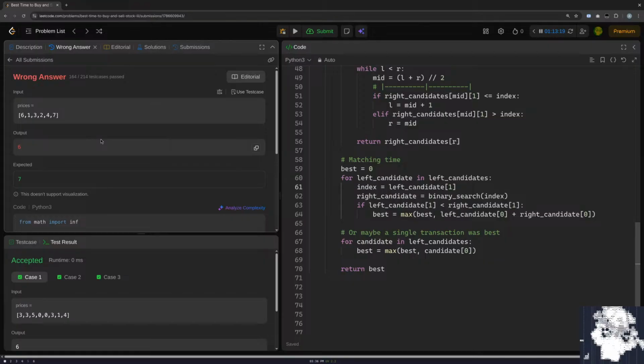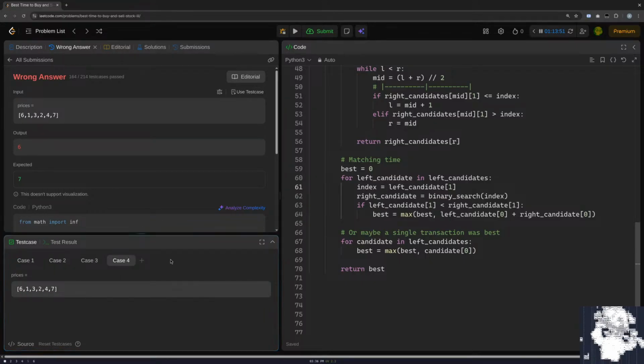Wrong answer on this question, 613247. So the best you can do here is buy sell and then buy sell. So this one would give you 6 profit, this one would give you 2 profit. Or sorry, this gives you 5 profit, this gives you 2 profit. And why don't I find that?